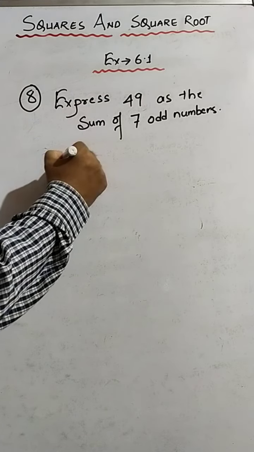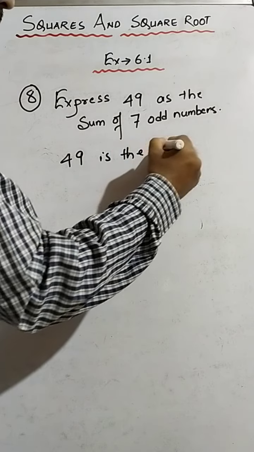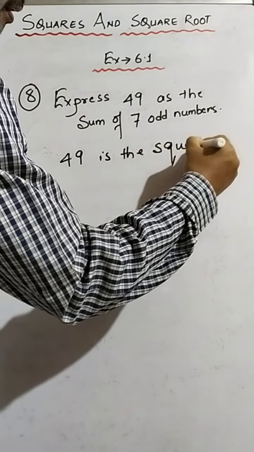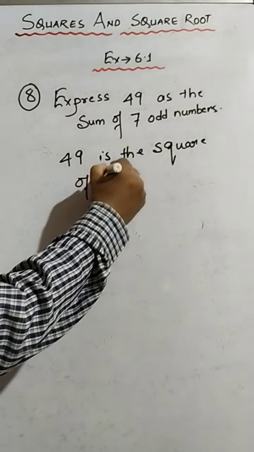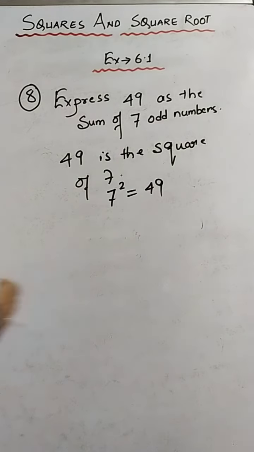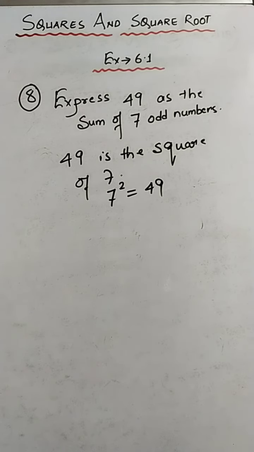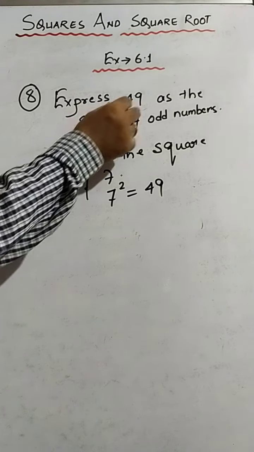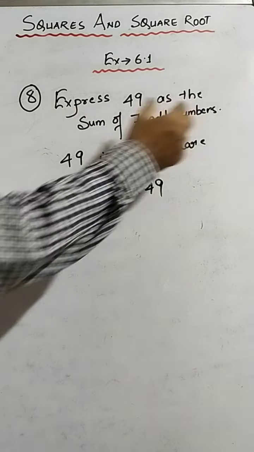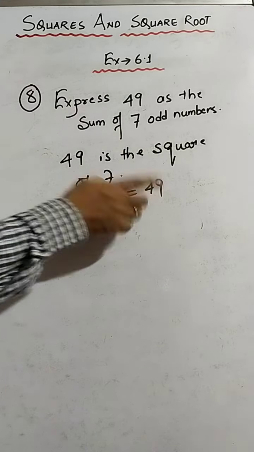Fine, so we know that 49 is the square of 7, isn't it? That means 7 square is equal to 49. Fine. So this is what I am trying to say. Now what do we have to write? Therefore, when 49 is the square of 7, then it is the sum of 7 odd numbers. That is the reason they have said express 49 as a sum of 7 odd numbers, because 49 is a square of 7. That means 7 square is equal to 49.